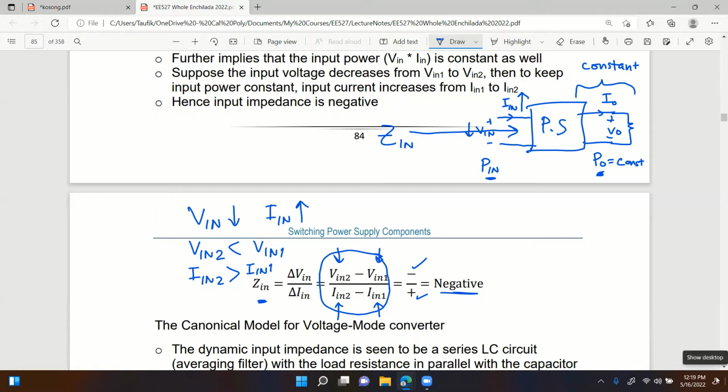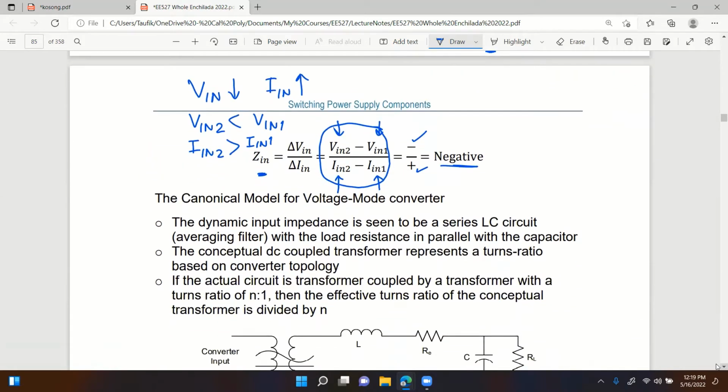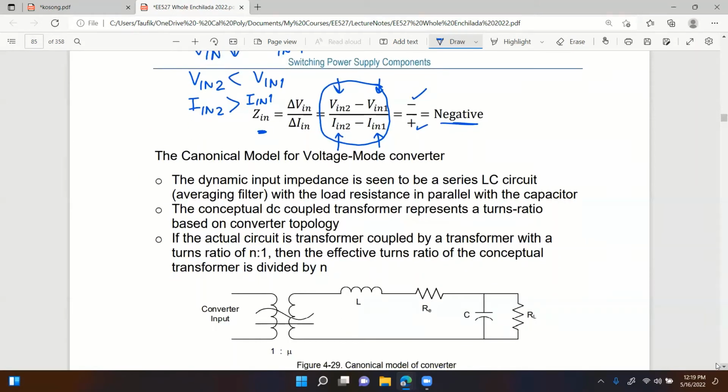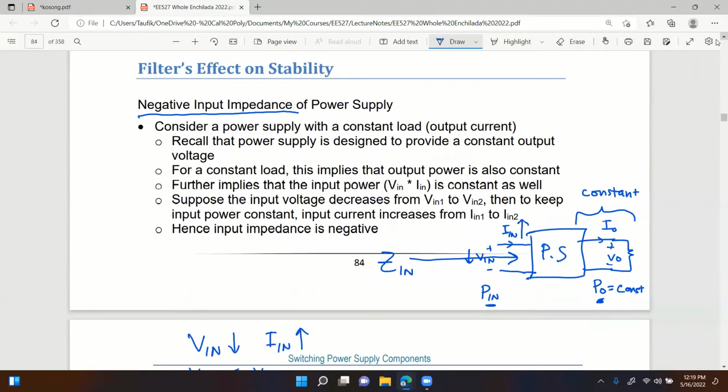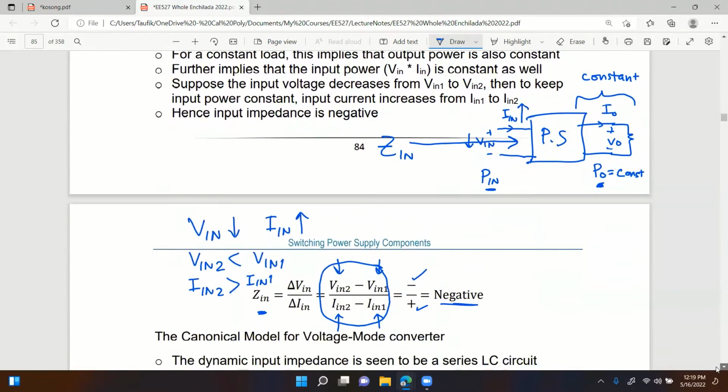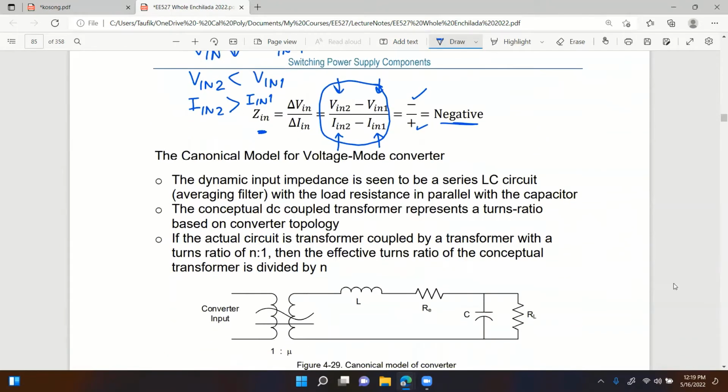So you can see clearly from that simple mathematical proof that the input impedance of the power supply is actually negative. Right? Again, it's unique. Okay. We'll come back to that. So hopefully I'm able to convince you that the input impedance of a power supply is actually negative, right?